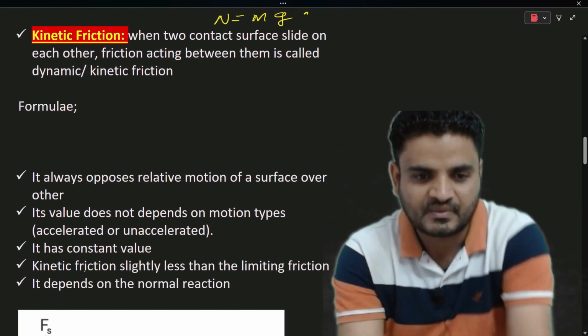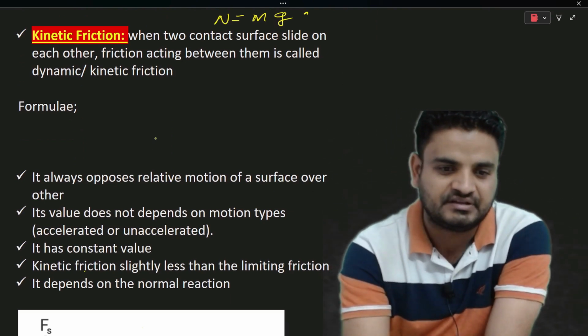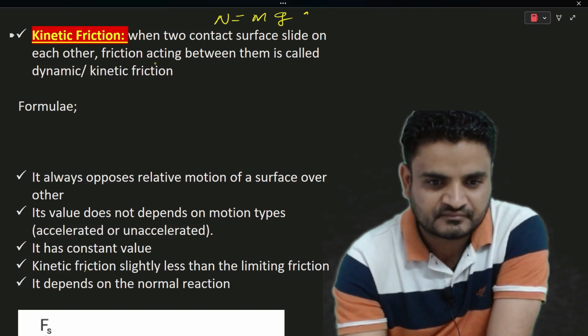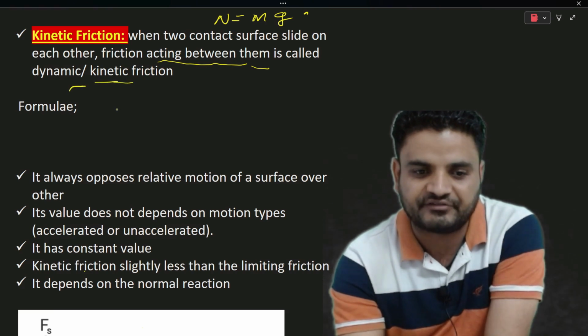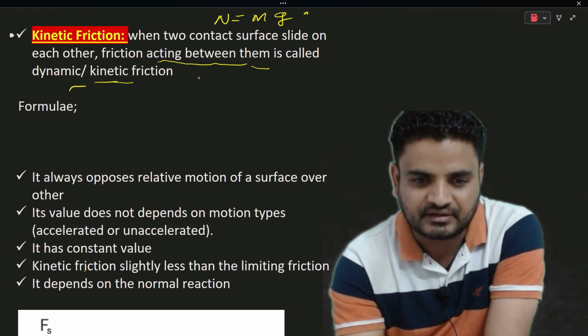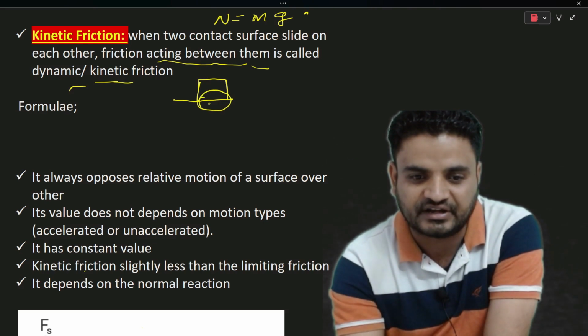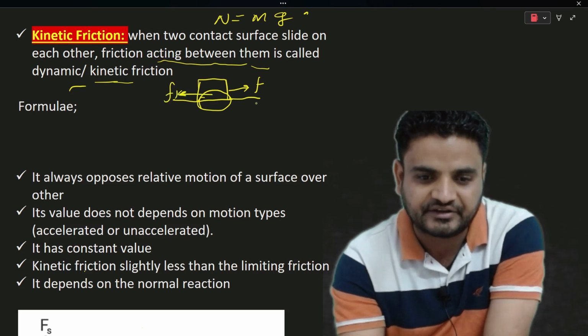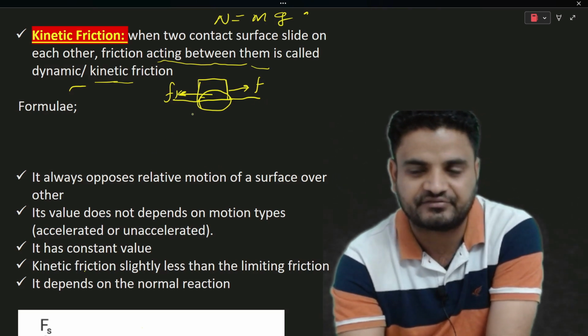Kinetic friction. Kinetic friction is what? When two contact surfaces slide over each other, then the friction acting between them is called dynamic or kinetic friction. It means kinetic friction acts when there is a relative motion between two surfaces. So kinetic friction will act in the opposite direction, and kinetic friction is less than static friction, and it is also constant friction. Static friction is a variable friction.